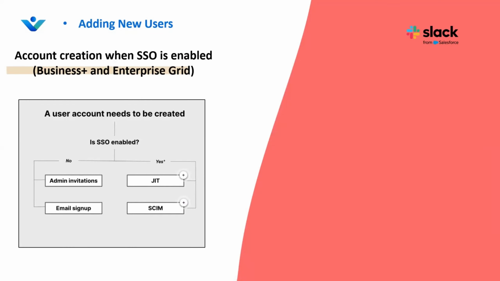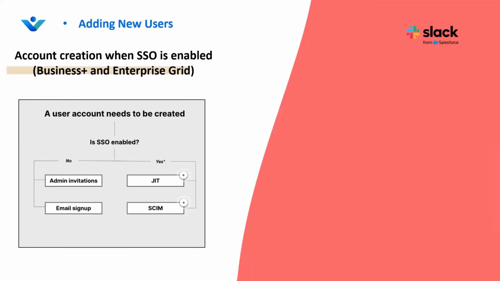Here we have two options as well. One is JIT, which means just in time. Another one is SCIM, also known as System for Cross-domain Identity Management. In JIT, provisioning creates a user account at the time the user logs in for the first time. If a user doesn't log in, the account is not created.